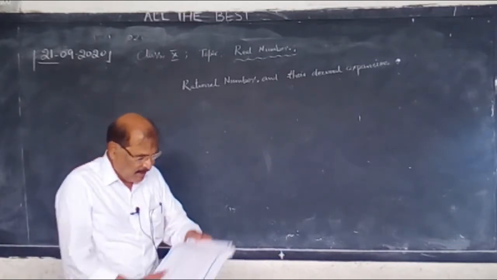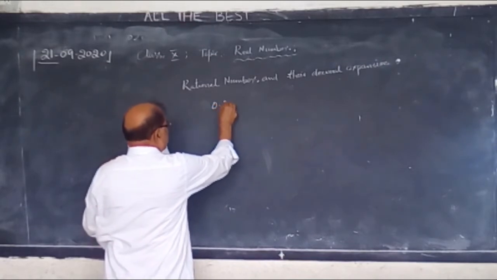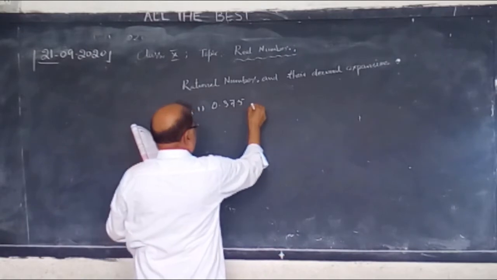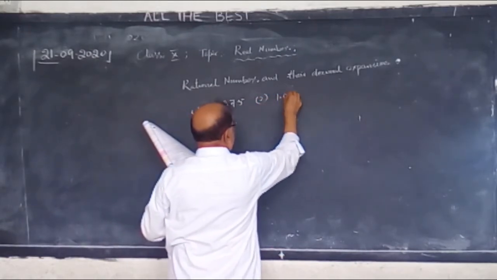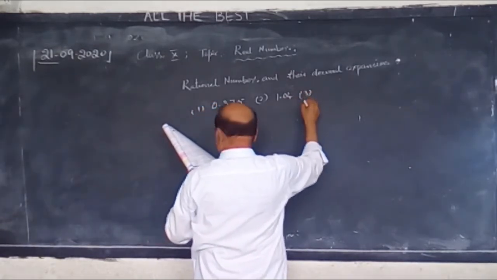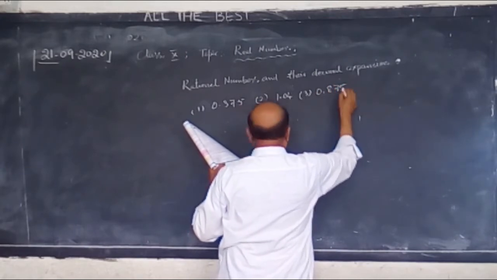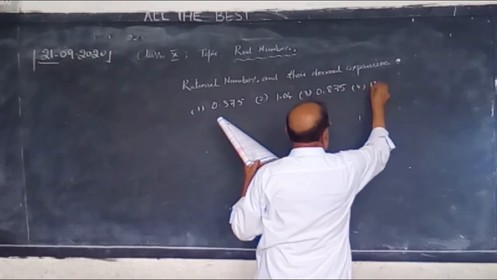Now, let us see these facts, these problems. Number 1: 0.375. Number 2: 1.04. Number 3: 0.0875. Number 4: 12.5.